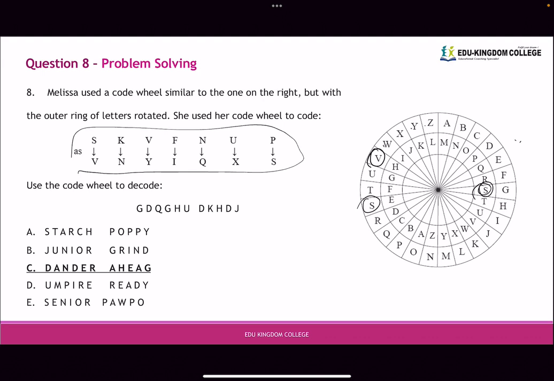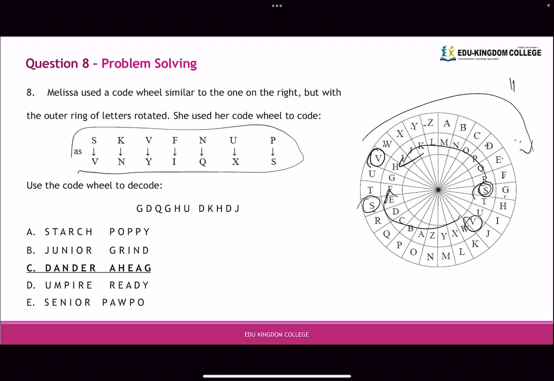So 1, 2, 3, 4, 5, 6, 7, 8, 9, 10, 11. It was rotated 11 clockwise. Or if you're looking at the outer circle and you wanted to match up with the inner circle, you could have rotated the inner circle 11 clockwise as well. Either way it works, or you could have rotated it anti-clockwise. Either way, it's 11.